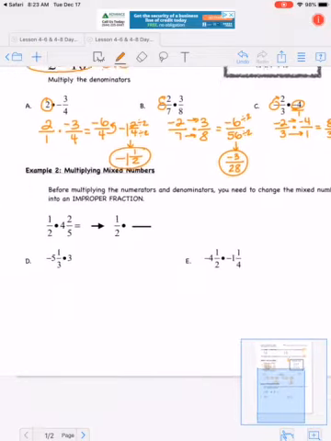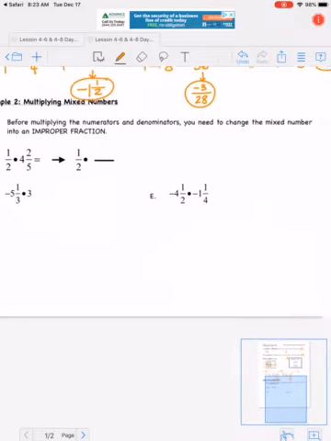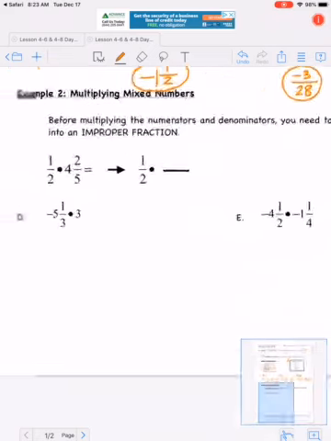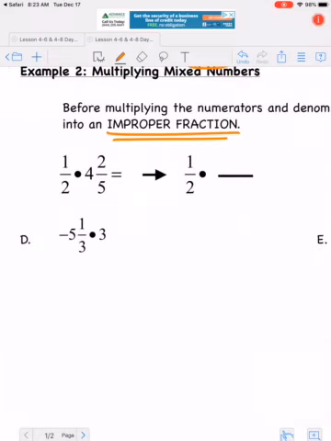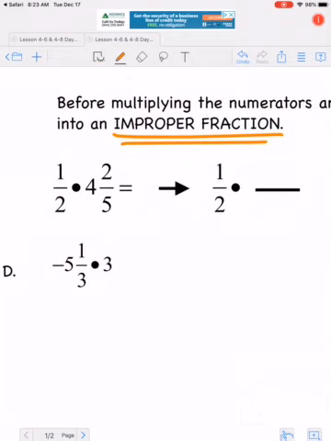All right. The next section is multiplying mixed numbers. So it says before multiplying the numerators and denominators, you need to change the mixed number into an improper fraction. So this is something that we learned earlier. So if you change it into an improper fraction, remember for this example problem here, we're going to keep our 1/2 the same, so it just came over here. For 4 2/5, you're going to multiply your whole number times your denominator and add your numerator. So 4 times 5 is 20, plus 2 is 22, and then all over 5.